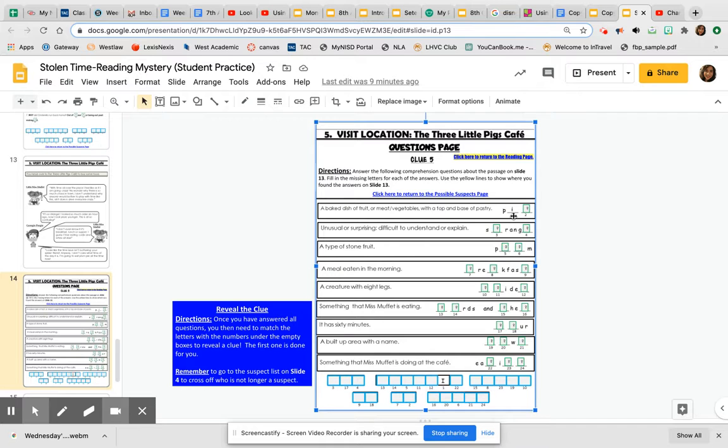Number 1 here is done for you. So number 1 is an I, and down here we find box number 1, and we put an I in there. Again, as we get this nice little clue or secret message, we need to go back to slide 4 and mark off anyone else who might no longer be a suspect or who could not have done the crime. Okay? And that is going to be the end of your assignment for Thursday.